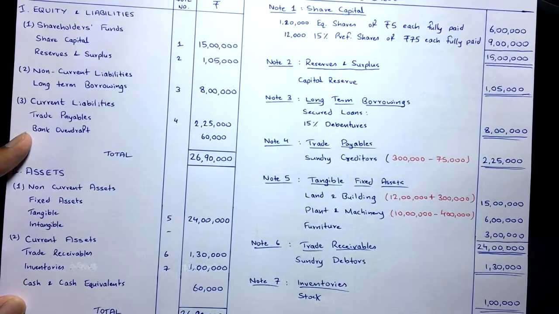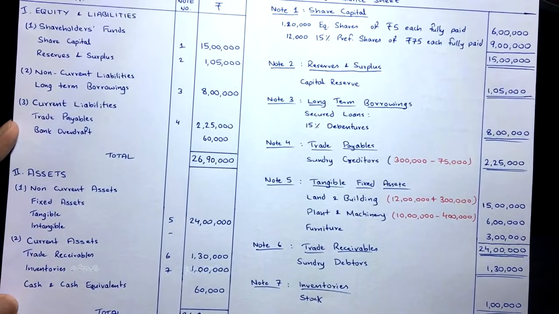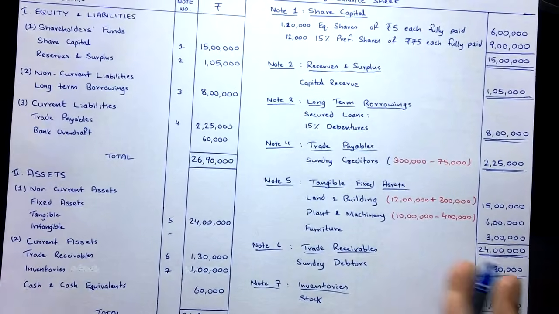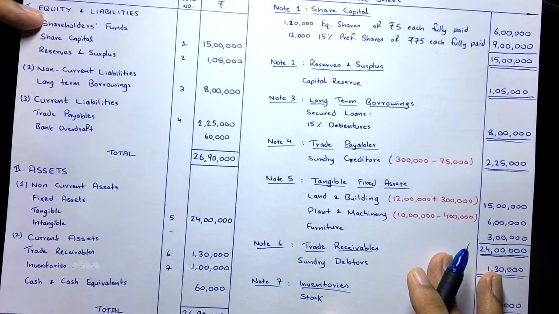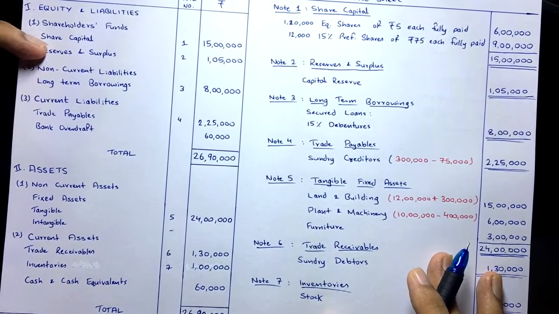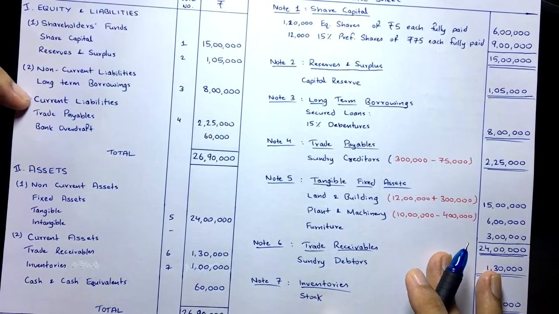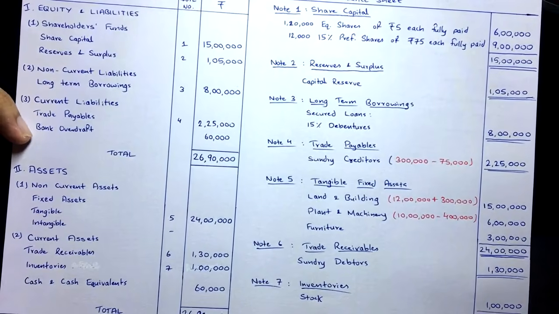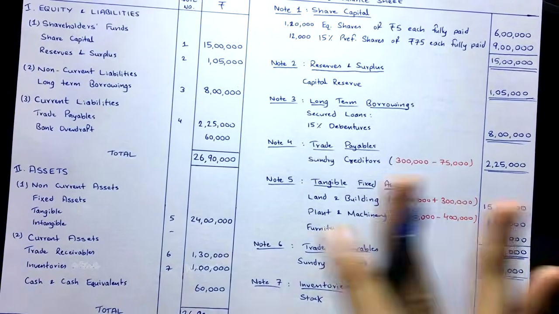The format also, don't worry about the format. It's a very simple format. If you solve 2-3 problems and see this format regularly, then you will feel this is very easy. What is there? Equity and liabilities: shareholder funds, non-current liabilities, current liabilities. In shareholder funds: share capital, reserves and surplus. In non-current liabilities: long-term borrowings. In current liabilities: trade payables, bank overdraft, other current liabilities, short-term provisions, whatever is there will come. If you solve more and more problems, you will feel this is very simple.